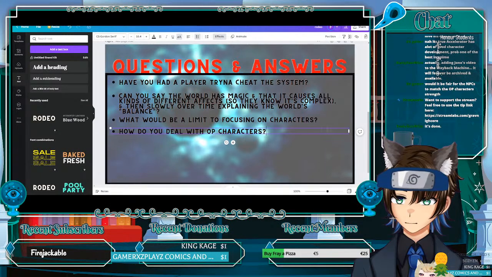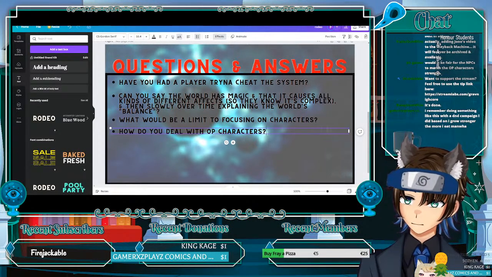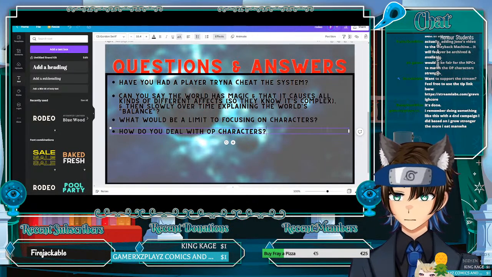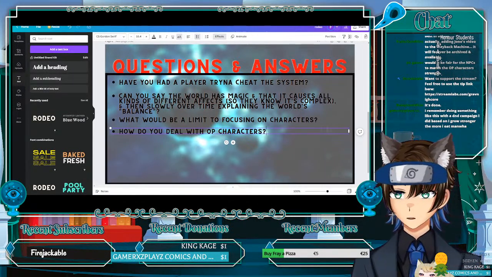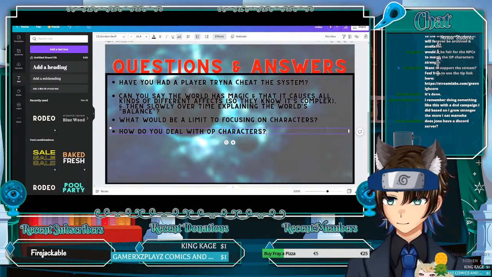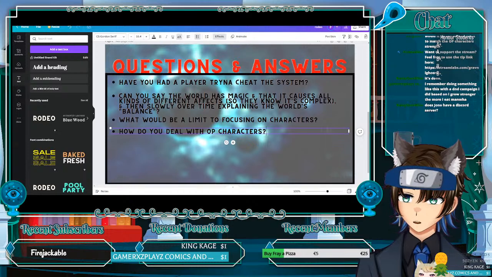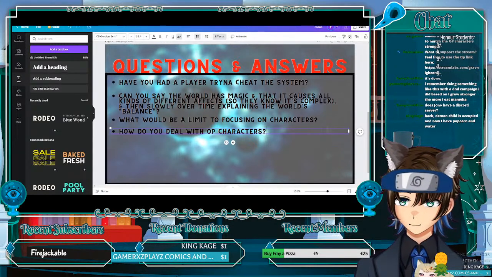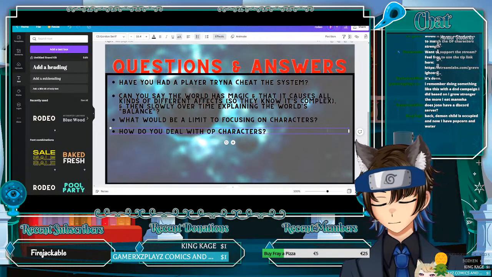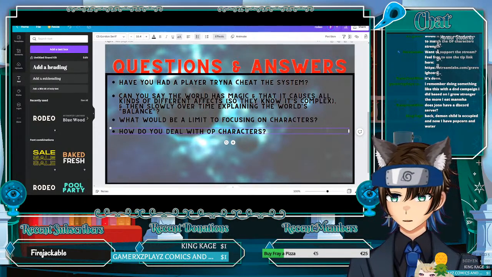Would it be fair for the NPCs to match the OP character's strength? No, because if you do that, you're going to suffer from what's called power creep, right? If you keep bumping up power over and over again, you start to suffer from power creep, and suddenly the weaker characters feel even weaker.